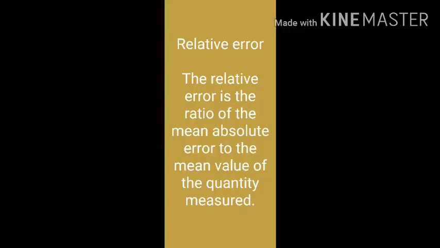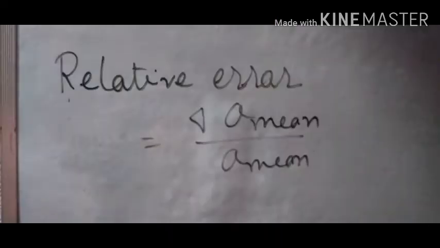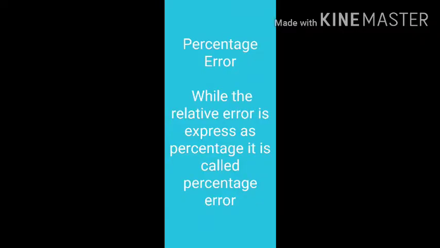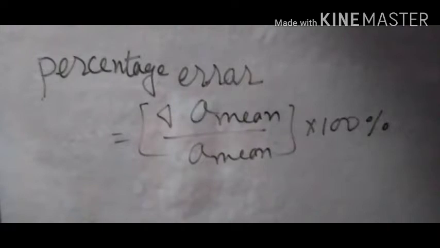Relative error. The relative error is the ratio of the mean absolute error to the mean value of the quantity measured. That is, relative error can be expressed as delta a mean by a mean. Now, percentage error. While the relative error is expressed as a percentage, it is called percentage error. Percentage error can be defined as delta a mean by a mean into 100%. This is known as percentage error of measurement.